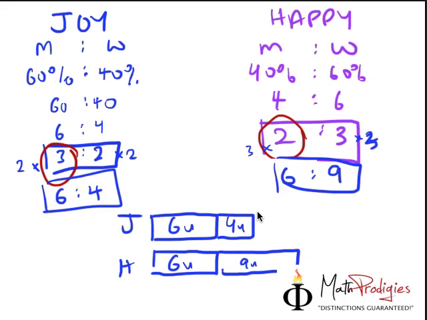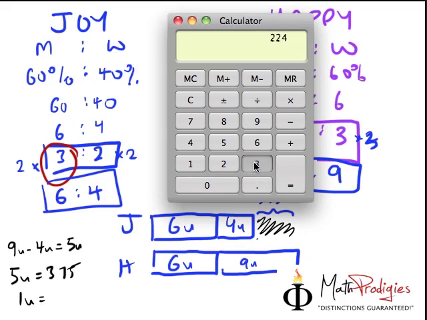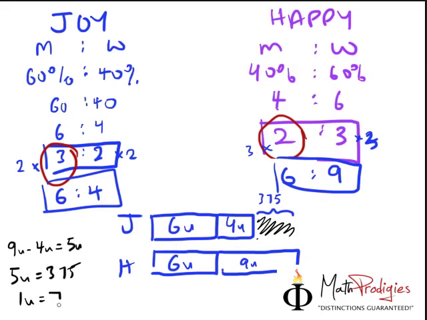And what's the difference? The difference is actually 375 people. So from here, we can do it already. From here, it's very simple. You can tell that 9 minus 4, which is the thing over here, 9 units minus 4 units is actually equal to 5 units, right? And the 5 units gives you how many? 375 people. So 1 unit equals to what? 375 divided by 5, and you get the answer of 75. So 1 unit equals to 75.